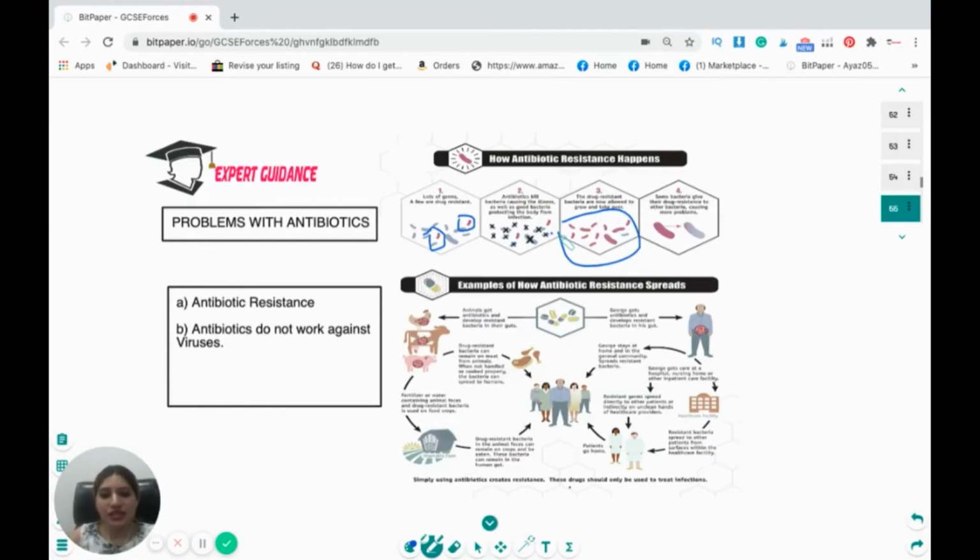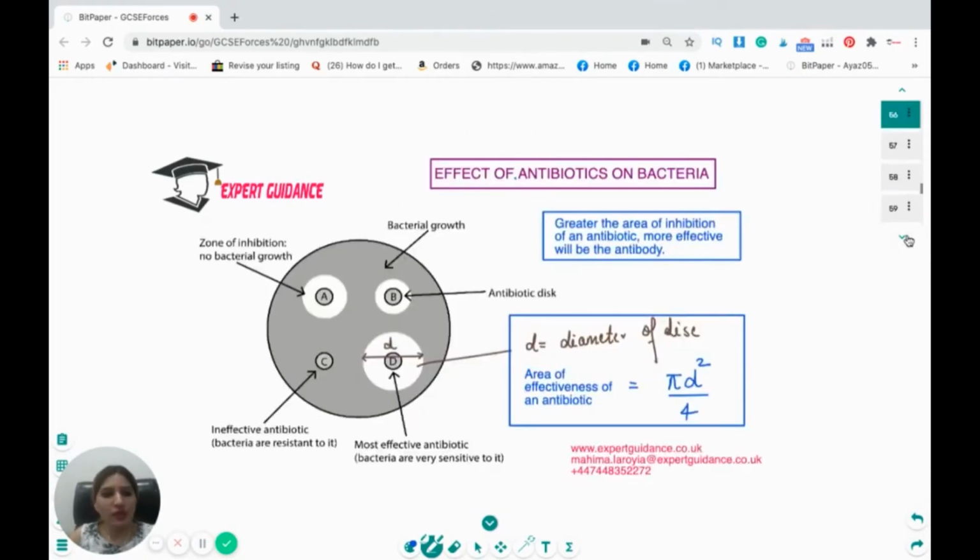So antibiotic resistance is a big problem. So people are stopping the use of antibiotics in the UK, and they are only given when they are very, very essential. Now, you have to remember this: antibiotics do not work against viruses.